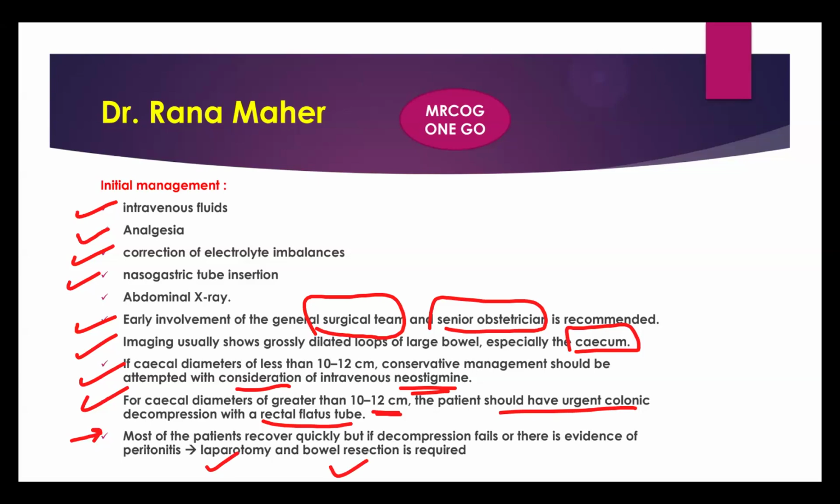So to summarize this slide: IV fluid, analgesia, correct the electrolytes, nasogastric tube to be inserted, offer abdominal X-ray, CT. Both of them will give us an idea about which loops are dilated. We can measure the cecal dilatation. Involve the surgical team and your consultant as well. If the cecal diameter is less than 10 to 12, conservative management will be of choice. Consider neostigmine as well. If the diameter is more than 10 to 12, think about decompression. Decompression can be done by rectal flatus tube, and if it's not successful, laparotomy, resection, colostomy.